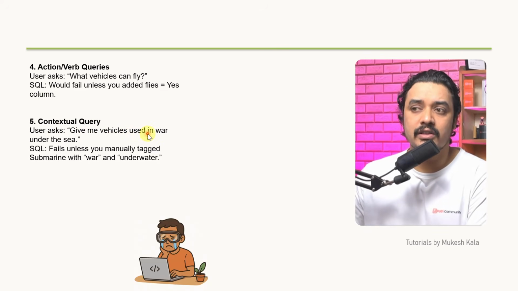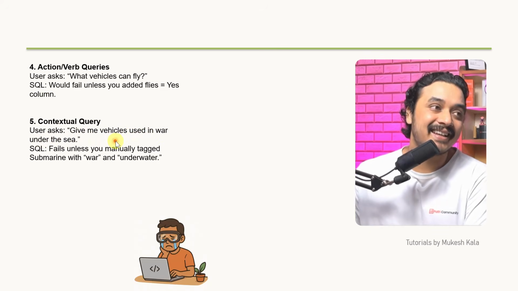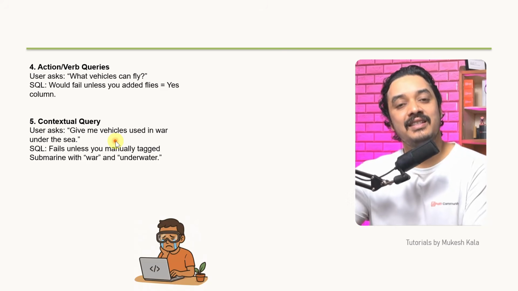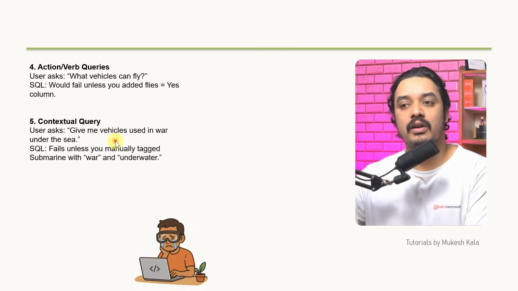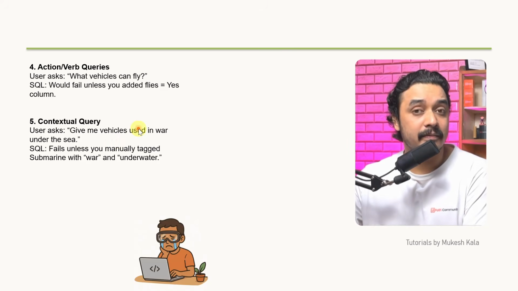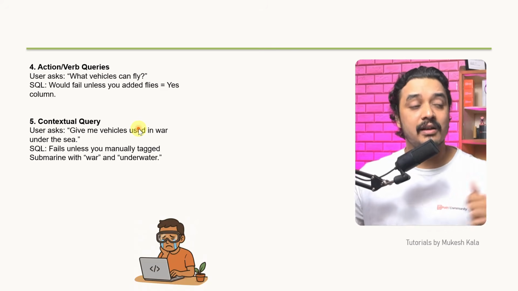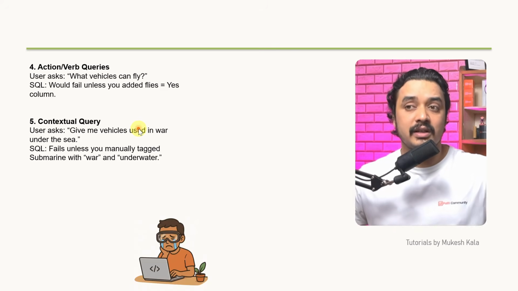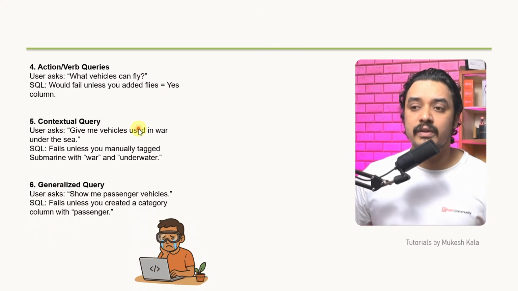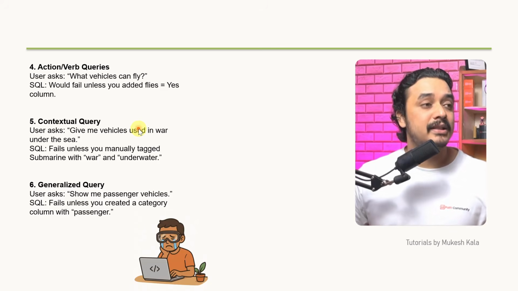Give me the vehicles used in war under the sea, right? Under the sea and used in war. So under the sea, yes, it is the submarine, right? As a user, I'm able to understand, but my table didn't have that information. Contextual query: you can have something which is a generalized query. Show me the passenger vehicles.